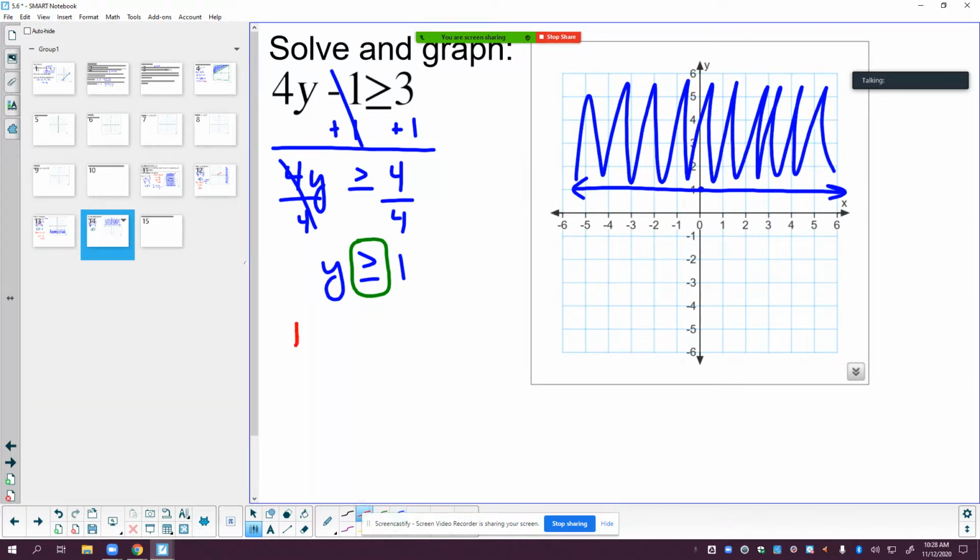And again, if you want to use a test point, you can test 0, 0. So 0 is greater than or equal to 1? That is false. 0, 0 is down here. All of these answers down here are false. All these up here would be true. Any questions about that?